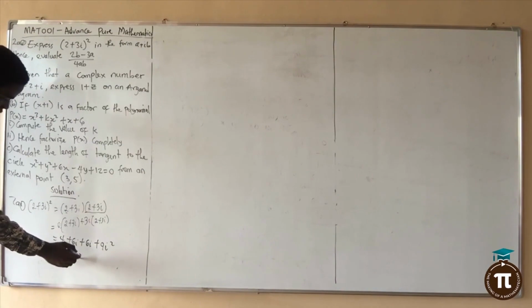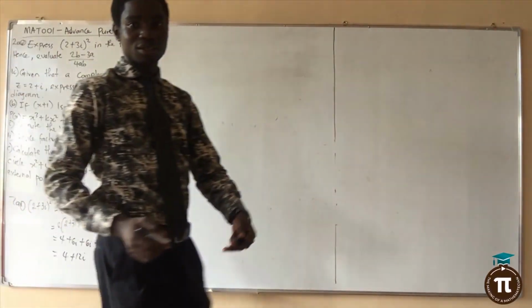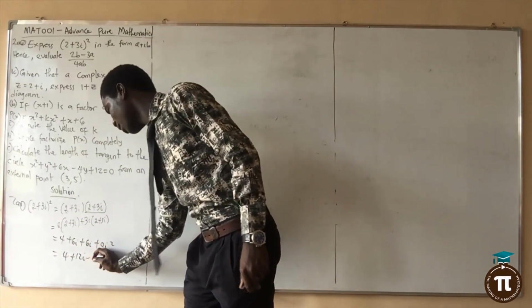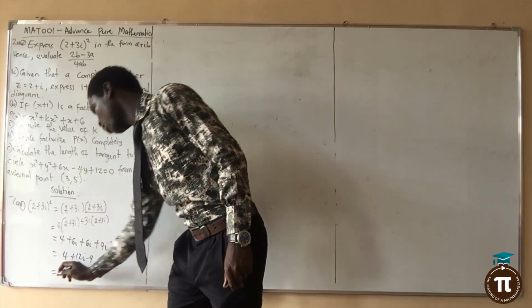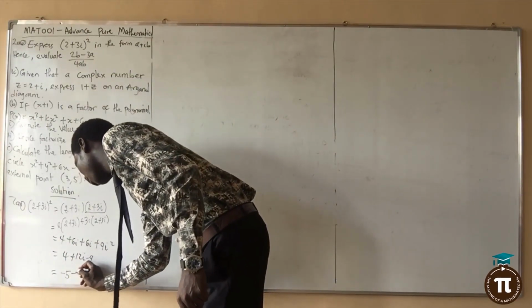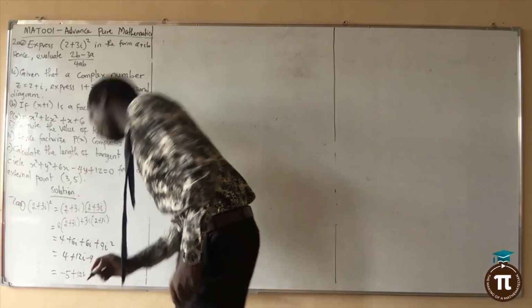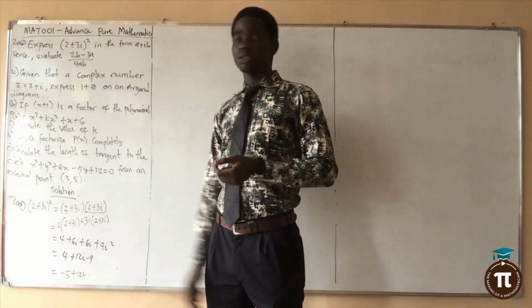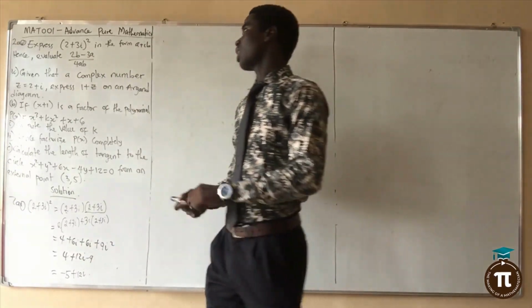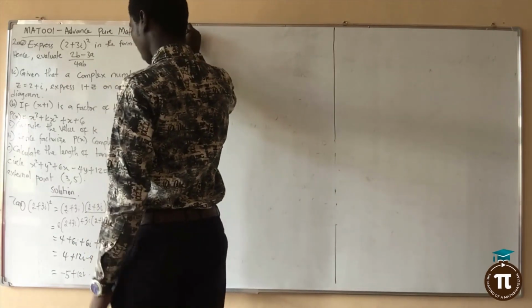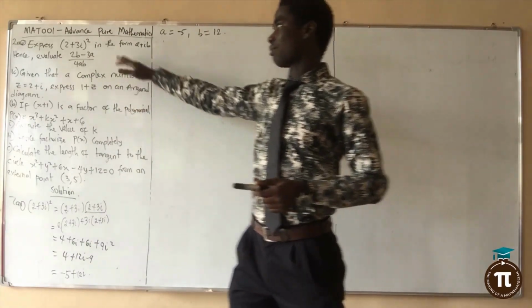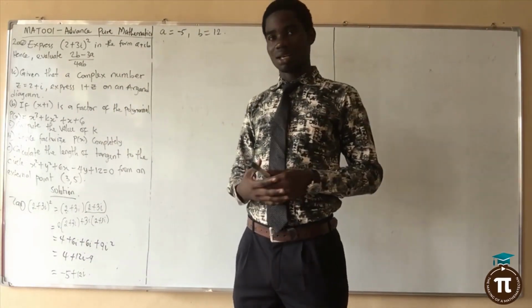6i plus 6i will give me 12i. Don't forget i squared is equal to negative 1. That means the term will be minus 9. So 4 minus 9 will give me minus 5. Minus 5 plus 12i actually. So now with what we are told to do, my a is minus 5 and my b is 12. So a is negative 5 and b is 12. So I have written it in the form they want me to write in.